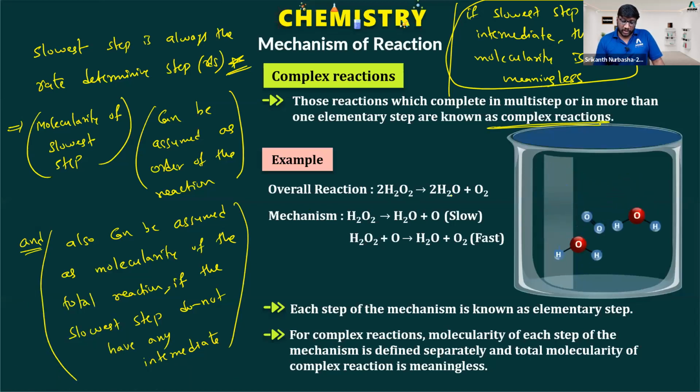So overall reaction is 2H2O2 plus 2H2 gives rise to 2H2O plus O2. H2O2 gives rise to H2O plus O, slowest step. H2O2 plus O gives rise to H2O plus O2. This is a fast step. Each step of the mechanism is known as an elementary step. For a complex reaction, molecularity of each step of the mechanism is defined separately, and total molecularity of a complex reaction is meaningless when the slowest step contains an intermediate. Here the slowest step contains an intermediate, so it is meaningless.